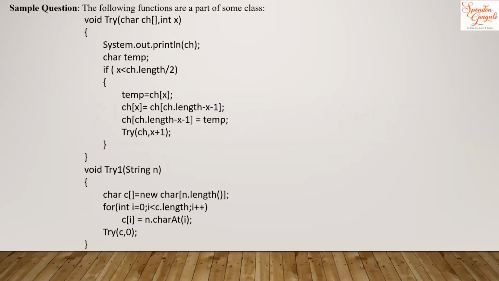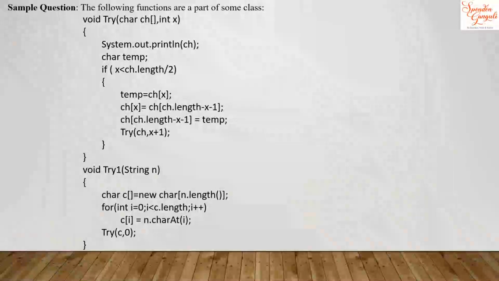The first question I have taken from the specimen sample paper 2024 given by the council. Here you can see there are two functions. One is try, with one character array and one integer as a parameter, which is a recursive function. And another function, try1, which is taking a string as a parameter. Let's see how to find the output of these functions.